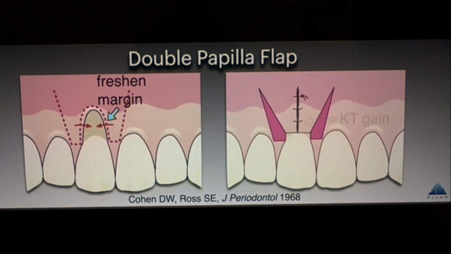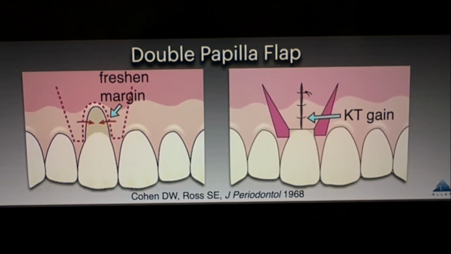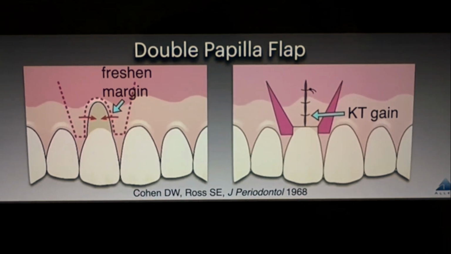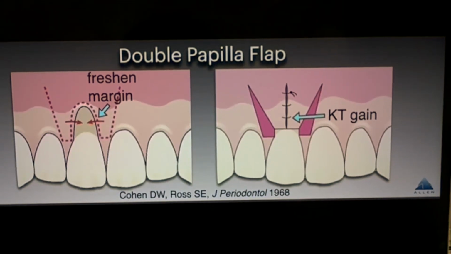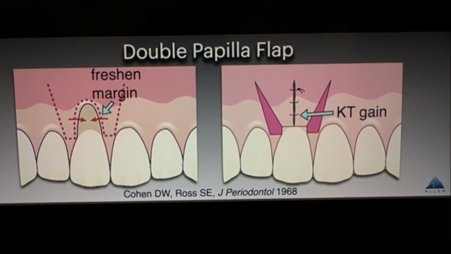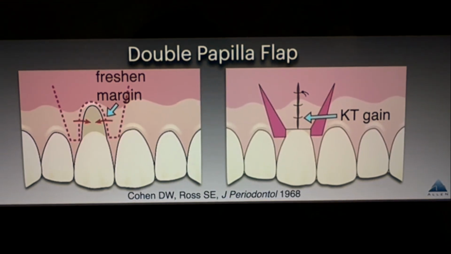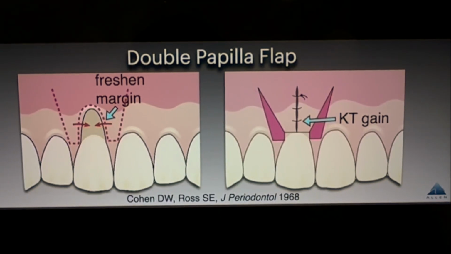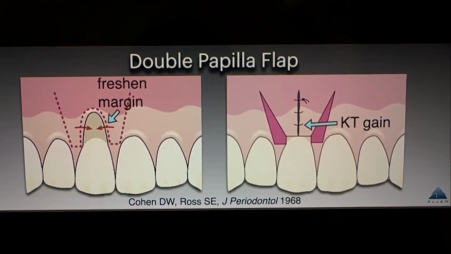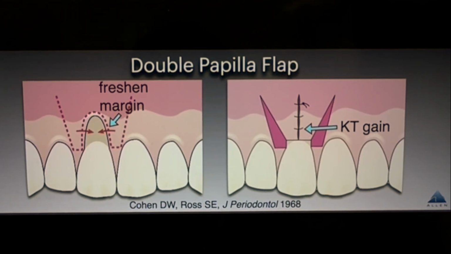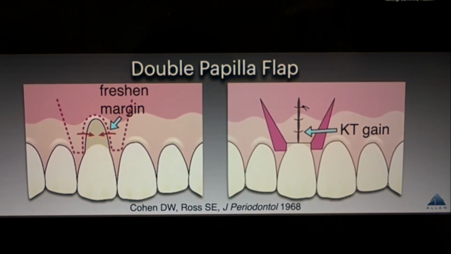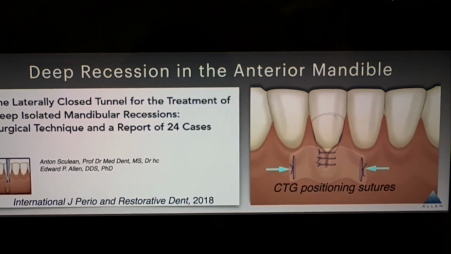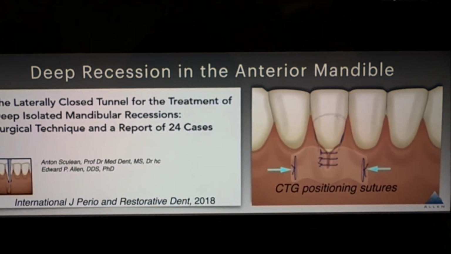And I'd like to show you this from the past. This is Cohen and Ross, 1968. And they introduced the double papilla flap, which was really interesting, difficult to do as a single procedure, particularly in those days when we didn't have the microsurgical techniques we have today. But they freshened the margin, as you see on the left view, and sutured that together. And that resulted in a movement of the lateral keratinized tissue to the midline and gave you a gain of KT. So this was a nice advantage. So we do something similar. Reported this with Tony Sculean in 2018.